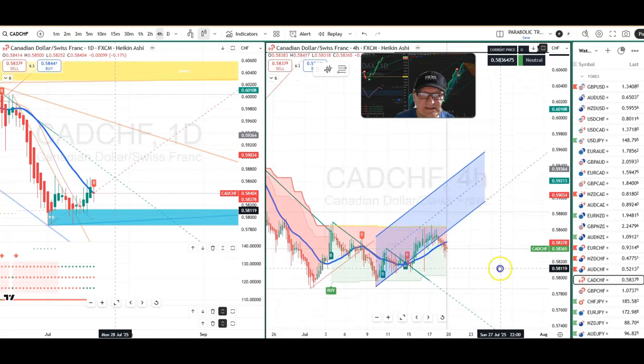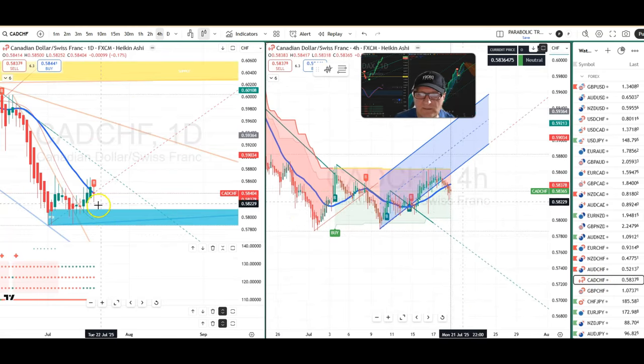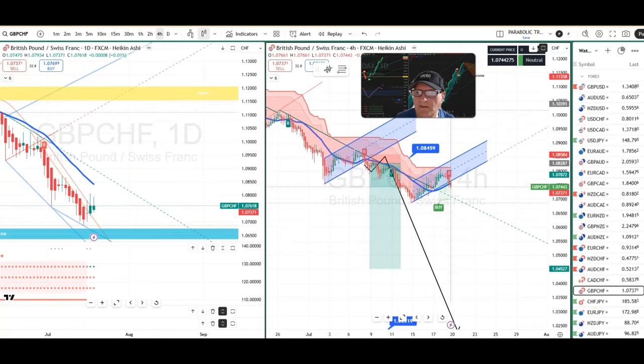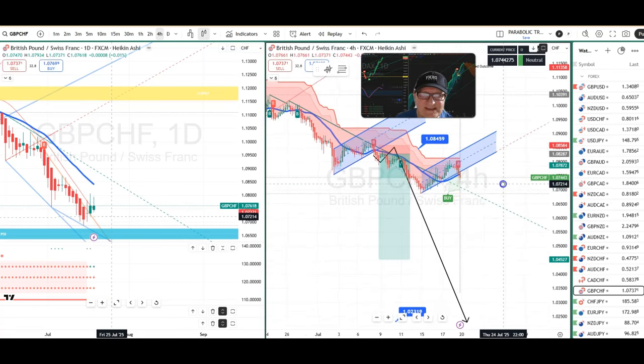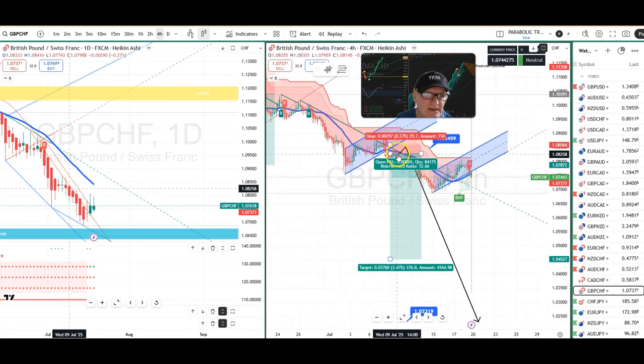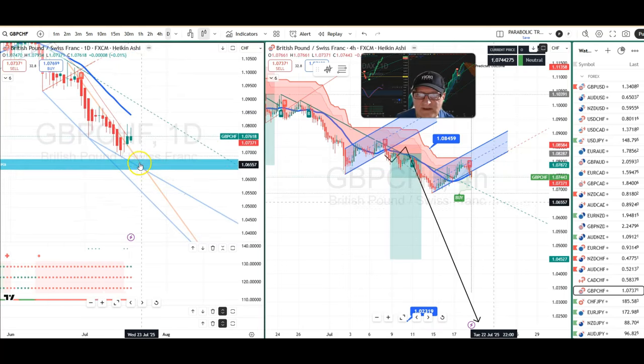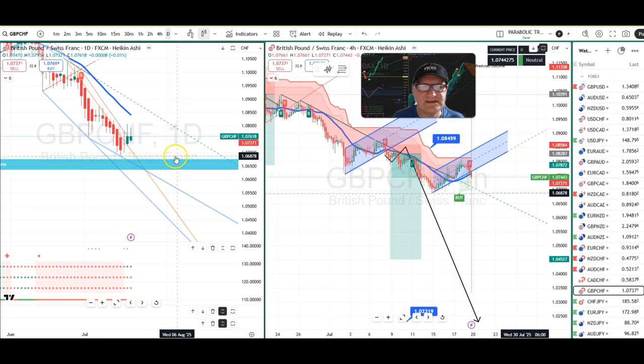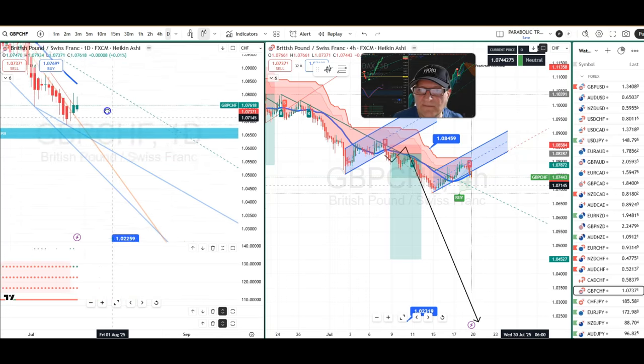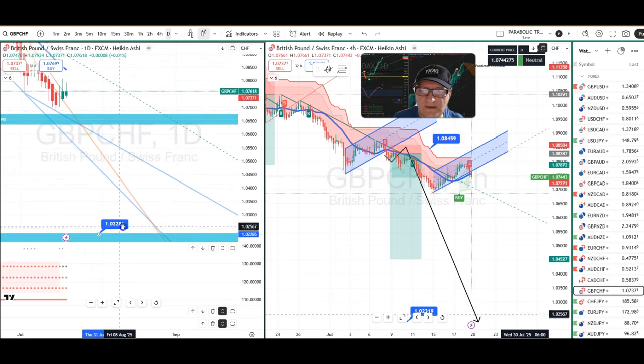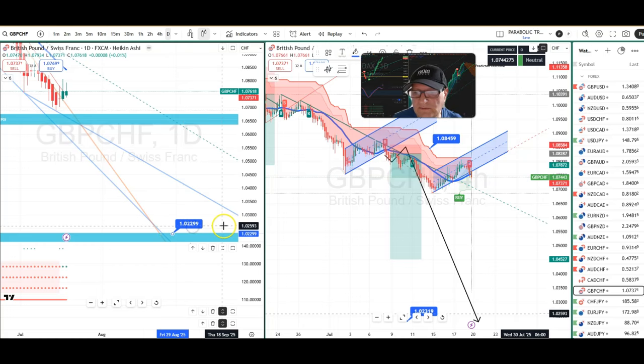Canadian Swiss mixed. Don't like this one. Got a strong demand area here. No good at all. Pound Swiss is similar. It has broken, but I'm not convinced of this as yet. If you're still in it, then happy days. Hold, hold, hold. We do have a target here, but I think it's going to take this out quite easily. 106.78. So I'm waiting for the price to break below that. And the next target is 102.29.